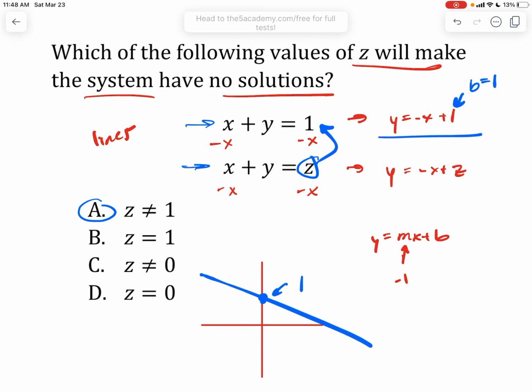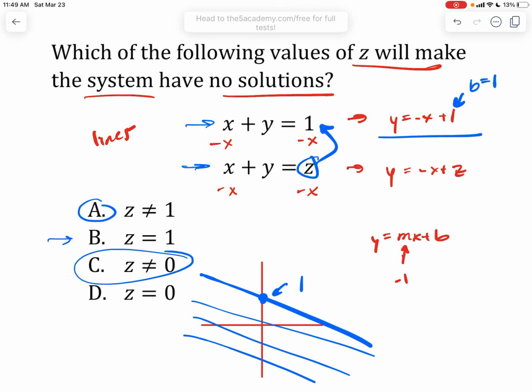So if I make a line like b, then I end up with all solutions. If I make a line like this, z is basically anything but 0. Sure, I'll get a bunch of lines that look like this, but I'll also end up having the possibility of a line where z is equal to 1. And if I make it equal to z equals 0, I basically get this line right here. So you want to make sure z does not equal 1.